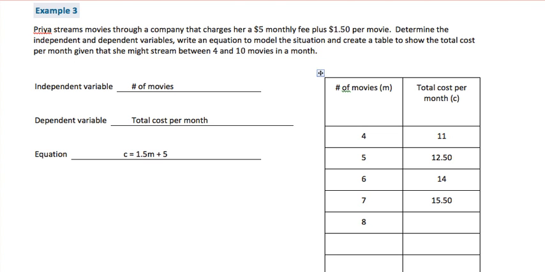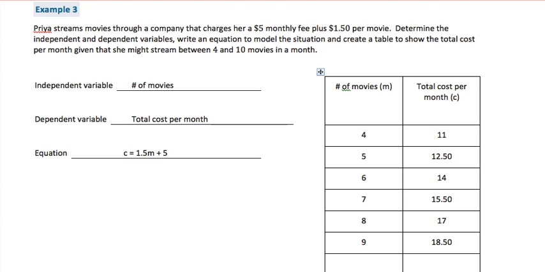8 movies will be $12 for the movies plus 5, which is $17. 9 movies will be $13.50 for the movies plus 5, which is $18.50. And if she streams 10, that'll be $15 for the movies plus $5 for the fee, which is $20 for the month.